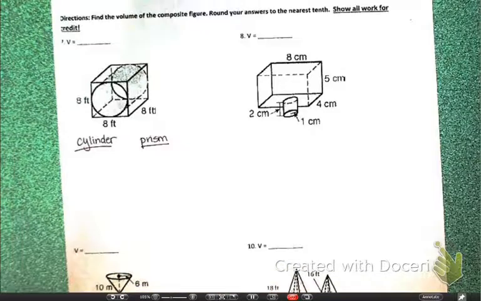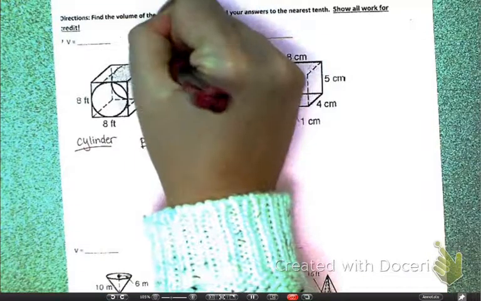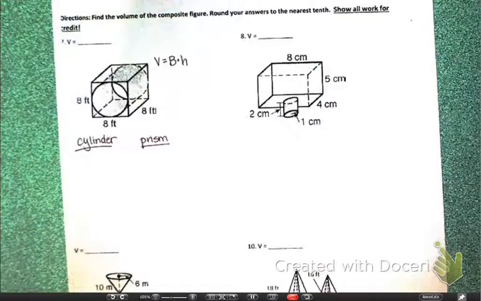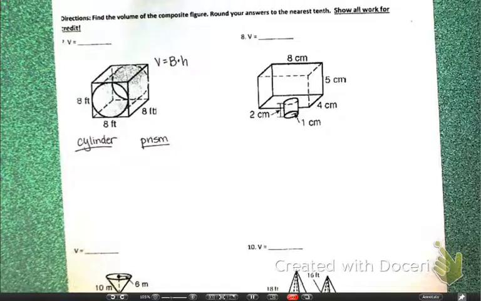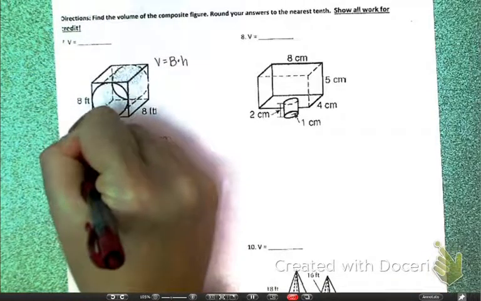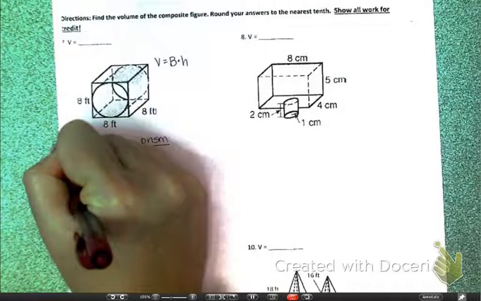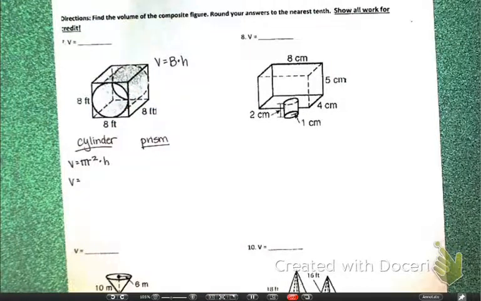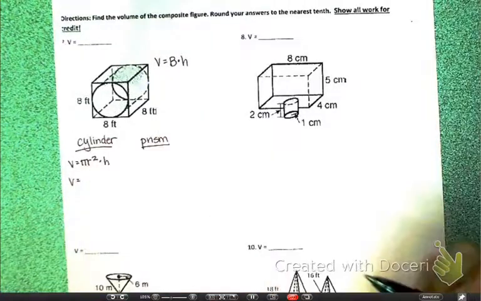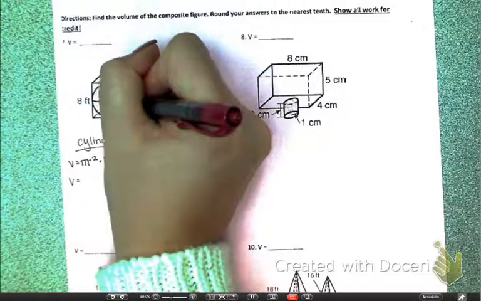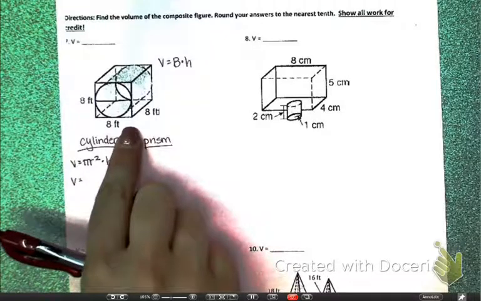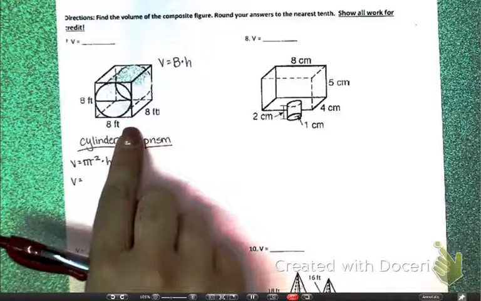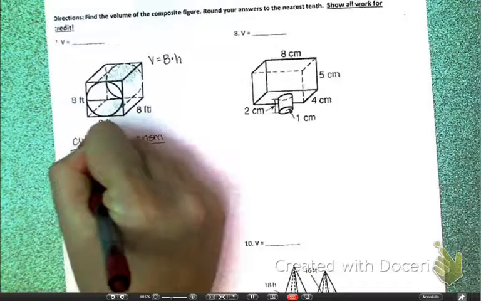The general formula for both of these is base area times height, right? For a cylinder, what do I replace the B with? Pi r squared. And what is the radius of my cylinder? Anyone know? 4. How'd you get 4? Okay, so we know all the way across this cylinder is 8. That's my diameter, which means my radius for that cylinder is 4. So pi times 4 squared.